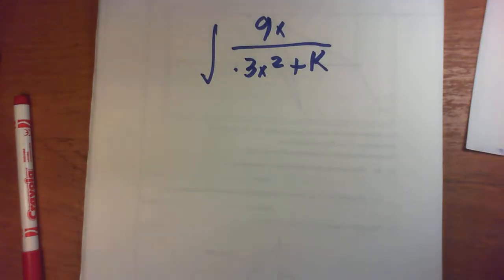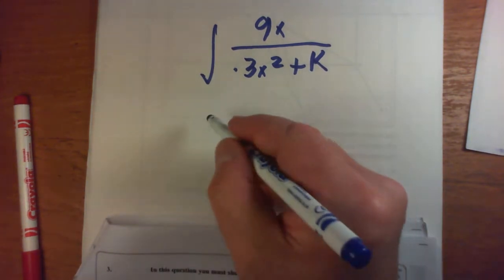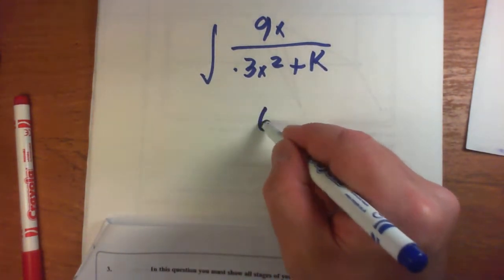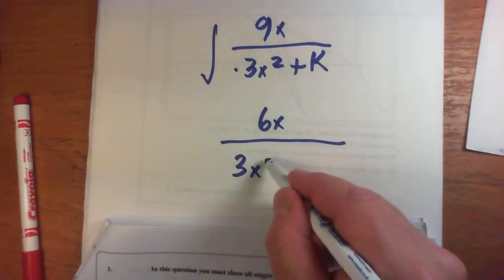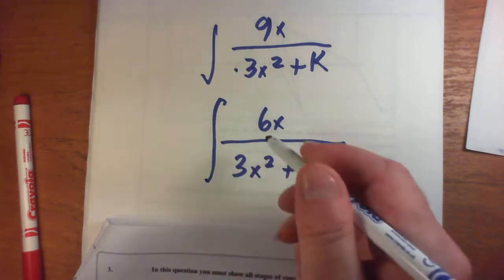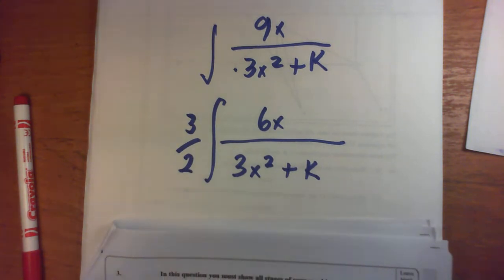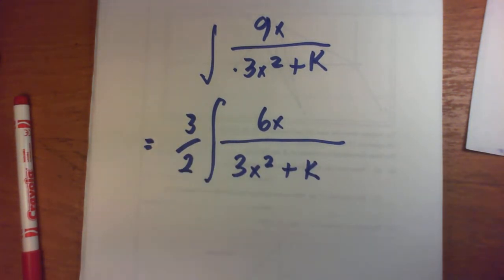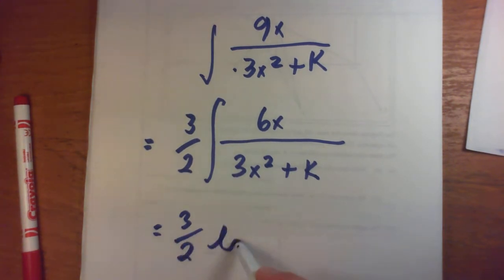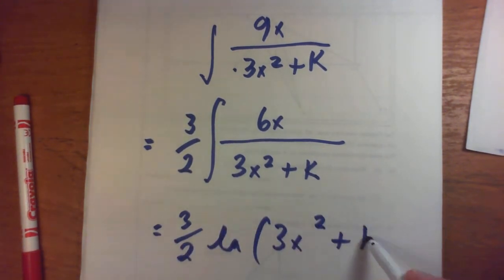Okay, so the top is not the derivative of the bottom, but if I play around with this and convert that to be 6x over 3x squared plus k, and then multiply it by 3 over 2, that becomes equal to that. And that now is the desired situation. Because the top is just the derivative of the bottom, it just becomes 3 over 2 log of 3x squared plus k. So whenever you've got a rational function, that's the first thing you look for, to see whether the top is the derivative of the bottom.